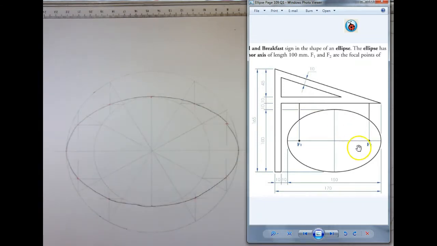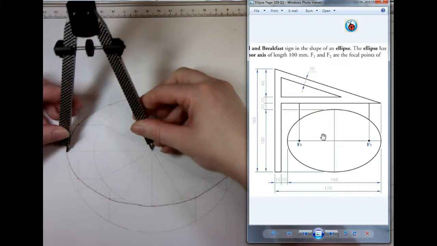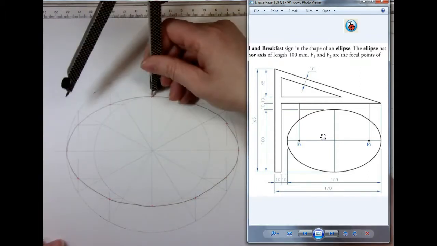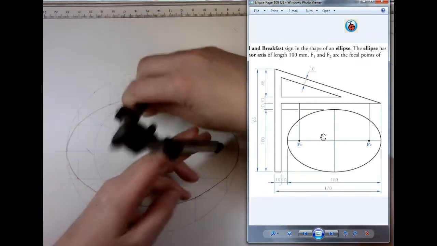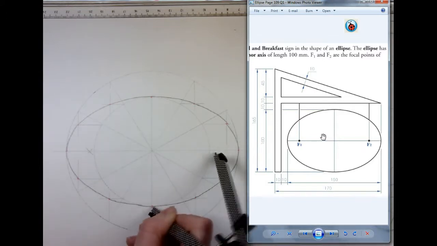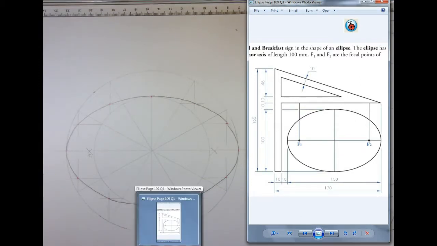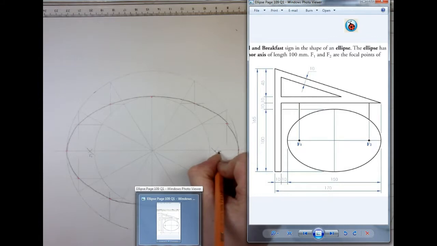Alright, so next thing we have to get is our focal points. Now, in order to get our focal points, we get half our major axis, and we put at the top of the minor and swing an arc. If I put at the bottom and I swing the arc, it gives me the exact same point. The focal points. So as we can see, that's giving us focal point 1 and focal point 2.